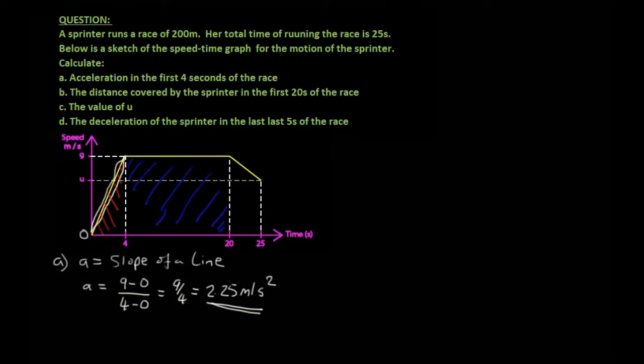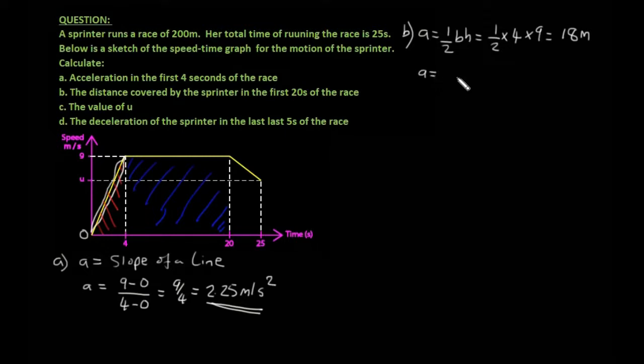So area of triangle, just say part B over here, area of a triangle is equal to half times base times height, which is equal to half times, we know base is 4 and the height is 9, which comes to, if you simplify this, it comes to 18 meters.